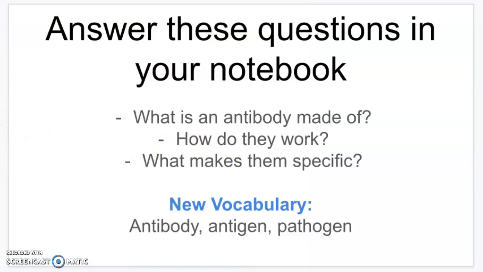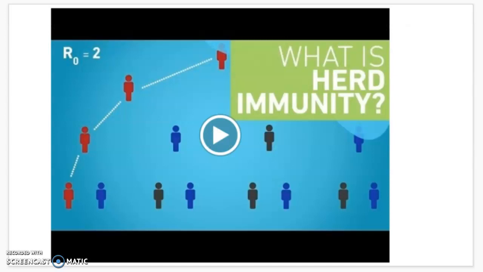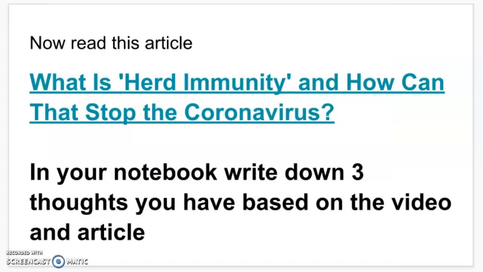These are the questions that you're going to answer in your notebook as you go through this. What's an antibody made of? How do they work? And what makes them specific? Then when you continue on, I'd like you to watch the video on herd immunity and then read this article that's linked here, and in your notebook, write down 3 thoughts you have based on the video and the article.